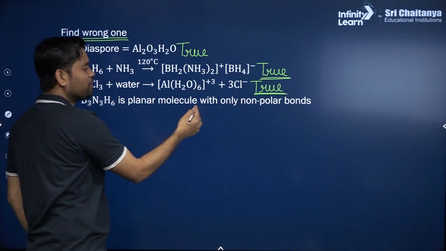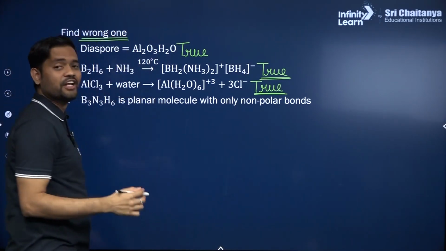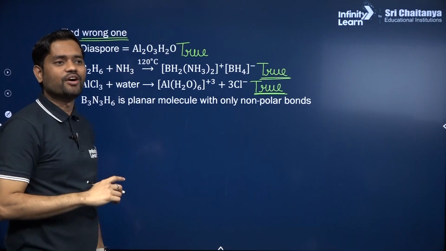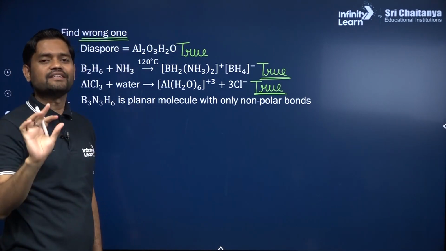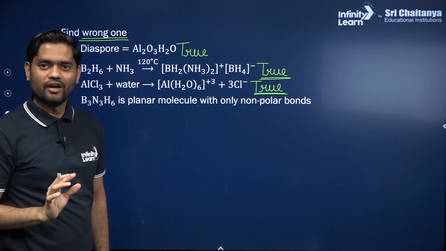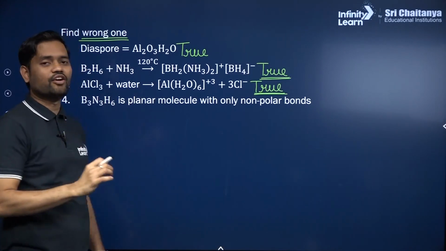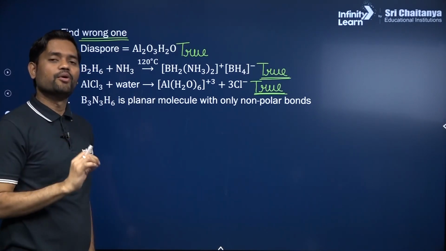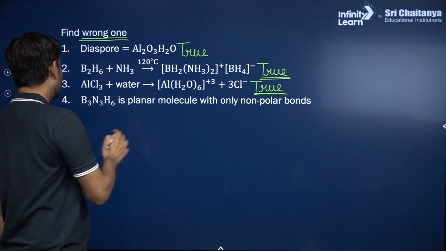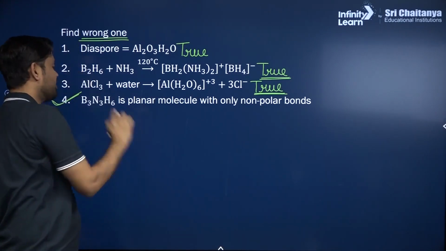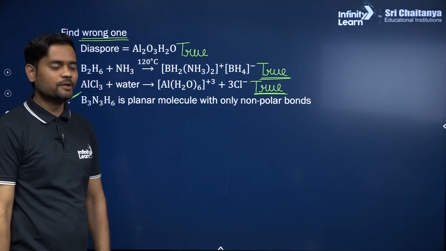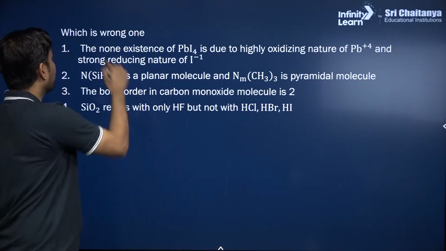B3N3H6 is a planar molecule with only non-polar bonds. Wrong. It has polar bonds as well. It's borazine, that's an inorganic benzene, so it has polar bonds as well. So we'll go with option 4. It's a wrong statement. Clear guys? Sure. Next, again wrong one.